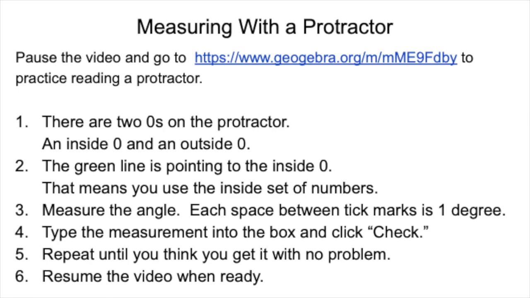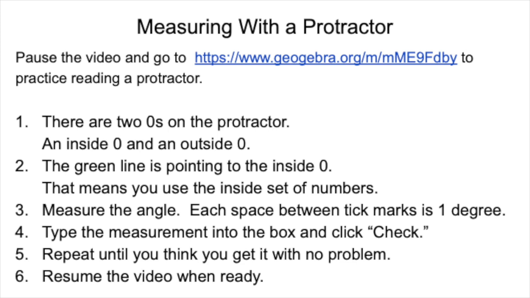Next, we're going to switch tools, and we're going to use a protractor to measure and draw angles. After following the link, you're going to see that there are two zeros on the protractor. There's a 0 on the inside and a 0 on the outside. The green line is pointing to the inside 0, and so that tells us that we're going to use the inside set of numbers.